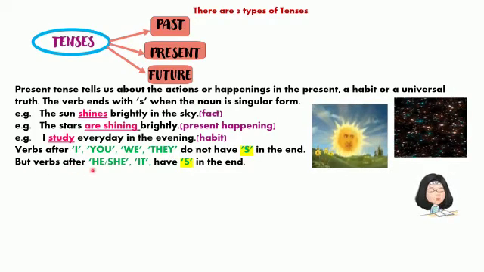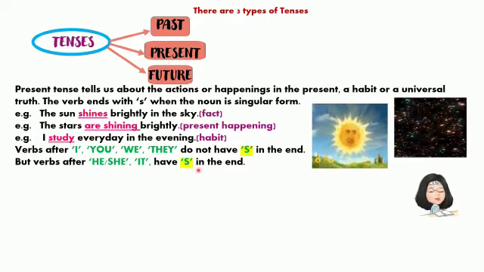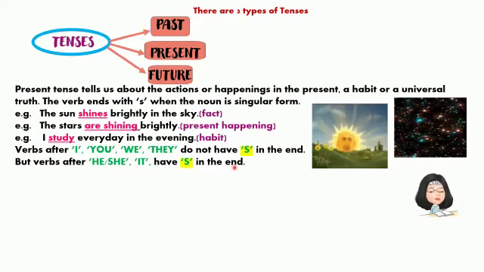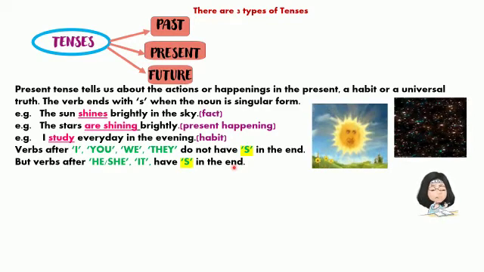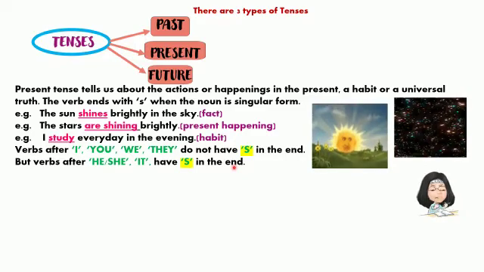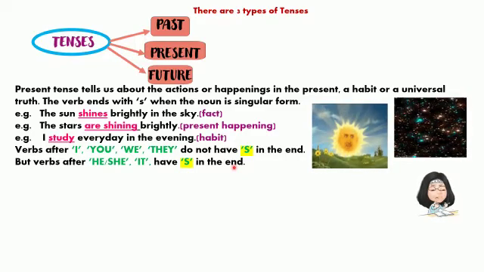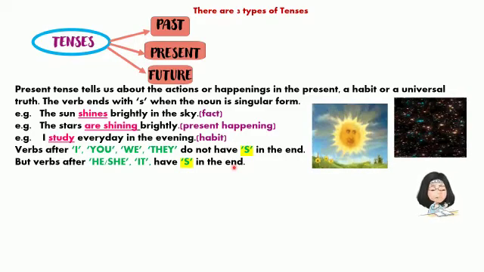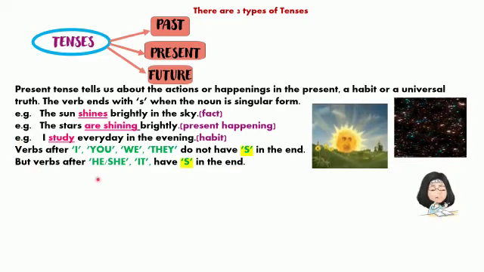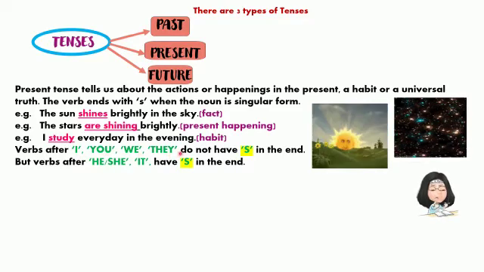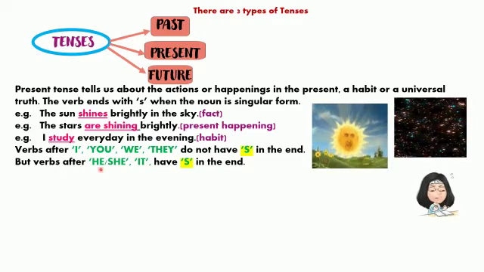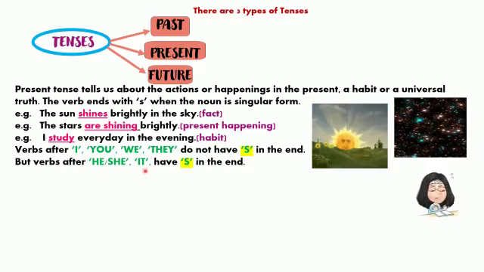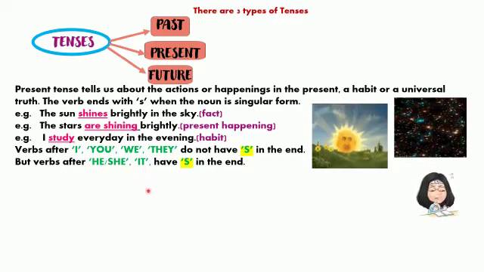But verbs after he, she, it have s in the end. For example, she studies very hard. You don't say she study very hard. It's incorrect. So after certain words you have to write s. After certain words you do not have to write s. So these are the different things you have to always remember. Keep in mind, when it is I, you, we, they, you do not have s for the verb. But when the verbs after he, she, it come, then you have to add an s. Just remember that much.